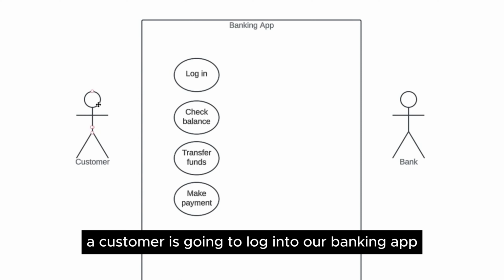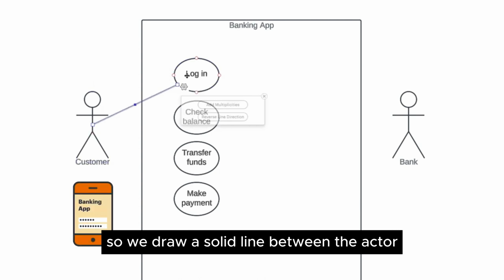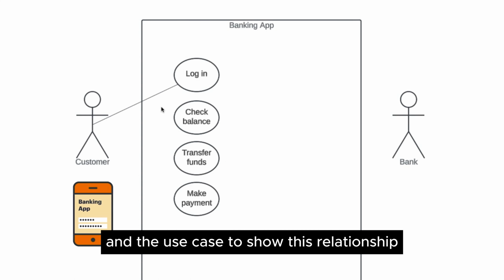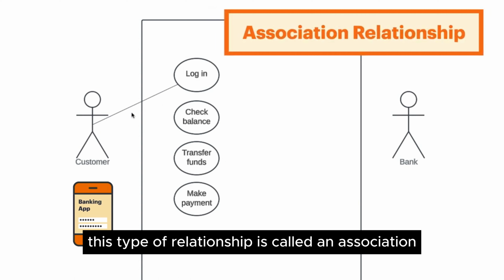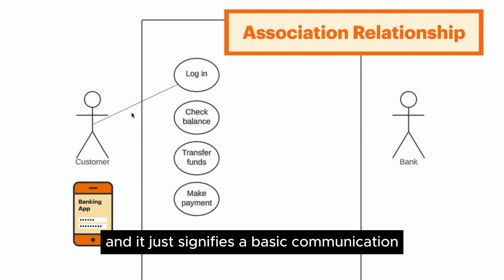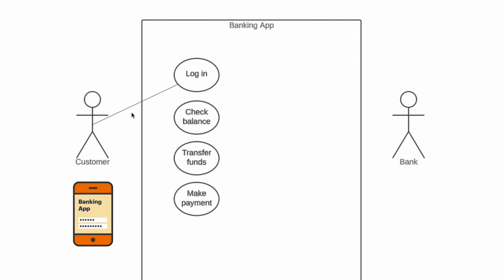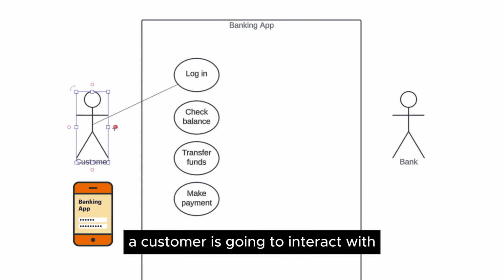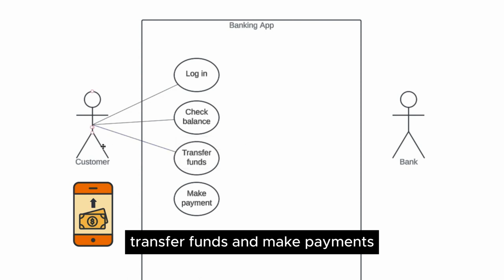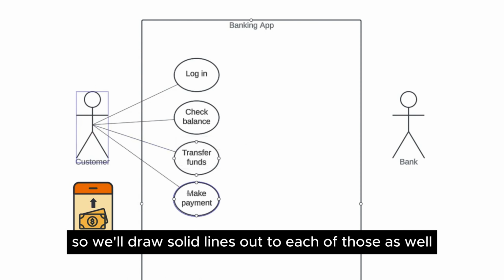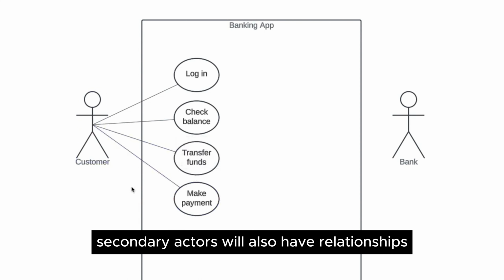In our example, a customer is going to log into our banking app, so we draw a solid line between the actor and the use case to show this relationship. This type of relationship is called an association, and it just signifies a basic communication or interaction. A customer is going to interact with the rest of these use cases as well. They're going to check balance, transfer funds, and make payments, so we'll draw solid lines out to each of those as well. Secondary actors will also have relationships.